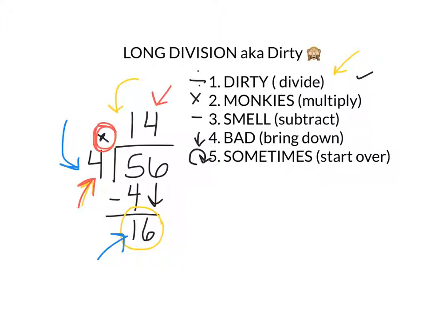4 times 4 is 16. So now I've multiplied. What is the next step after multiply? Dirty monkeys smell. Subtract. 16 minus 16 is 0. What's my next step? Bring down. Do I have any other digits to bring down? No, so I am done.